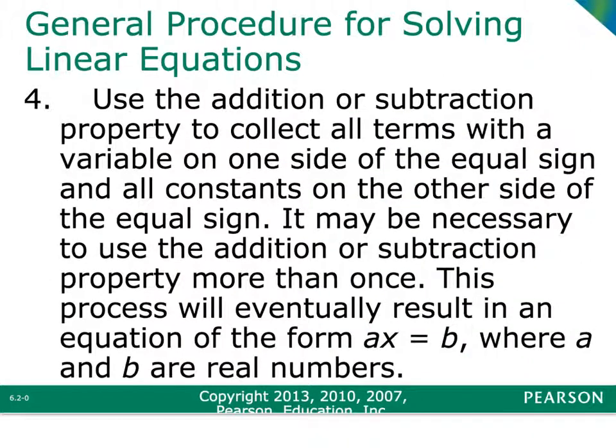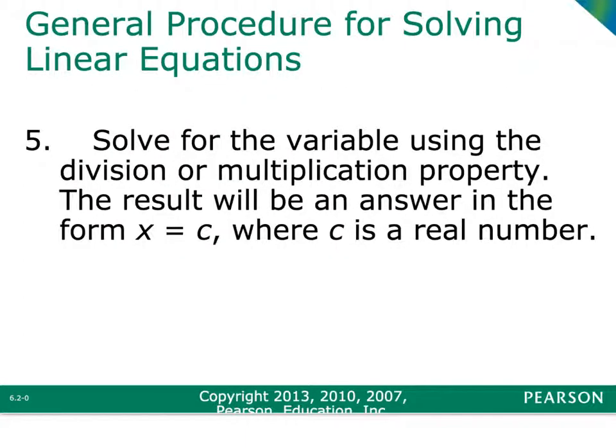Last, you'll use your addition or subtraction property to collect all the terms with variables on one side, all of the constants on the other side. You may have to do this more than once. You should eventually get down to where it is a number times x equals another number. So for example, it could look like 2x equals 4. Once you're in that form, you can solve for x using either the division or the multiplication property, and your x will be all alone equal to a number, and you know you will be done.